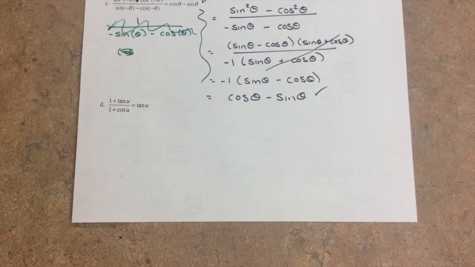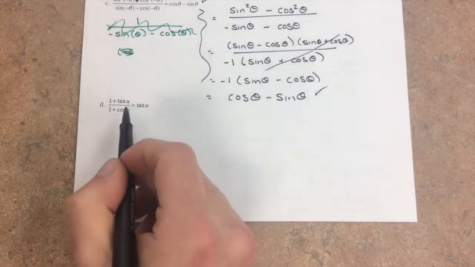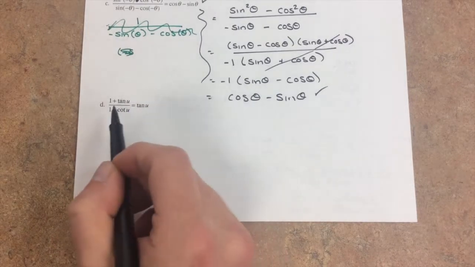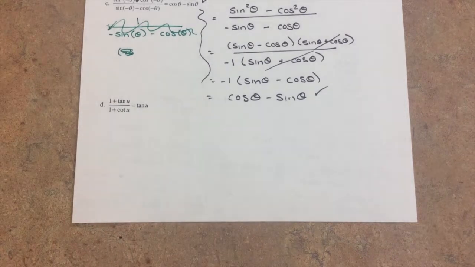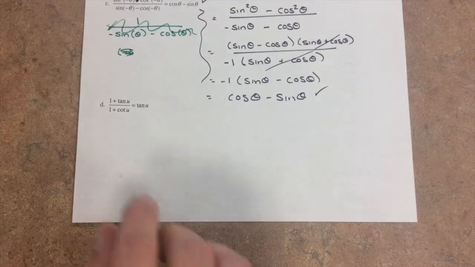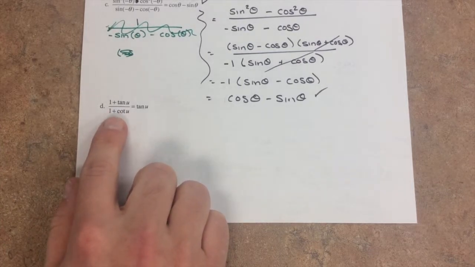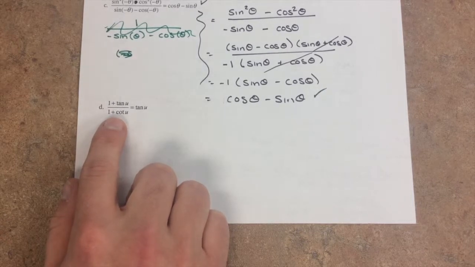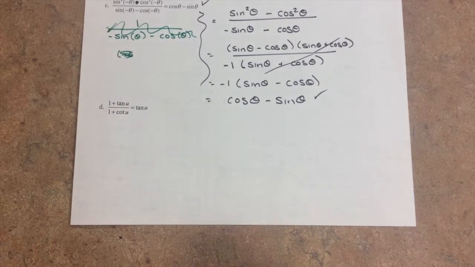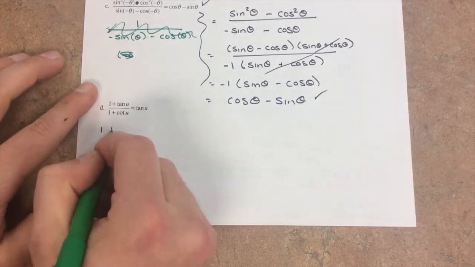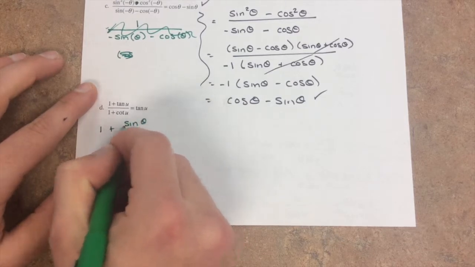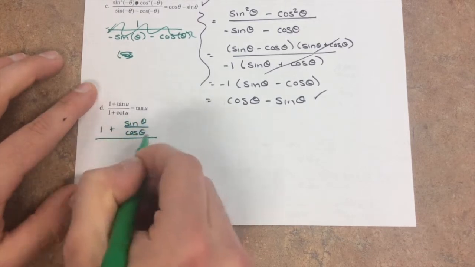Last one, trig identities. I want 1 plus tangent of u over 1 plus cotangent of u is equal to just tangent. So we don't have a really nice way of doing this just yet. What I'm going to do is, from the front, we have something that looks similar, but not alike. So I'm going to start writing these in sines and cosines.